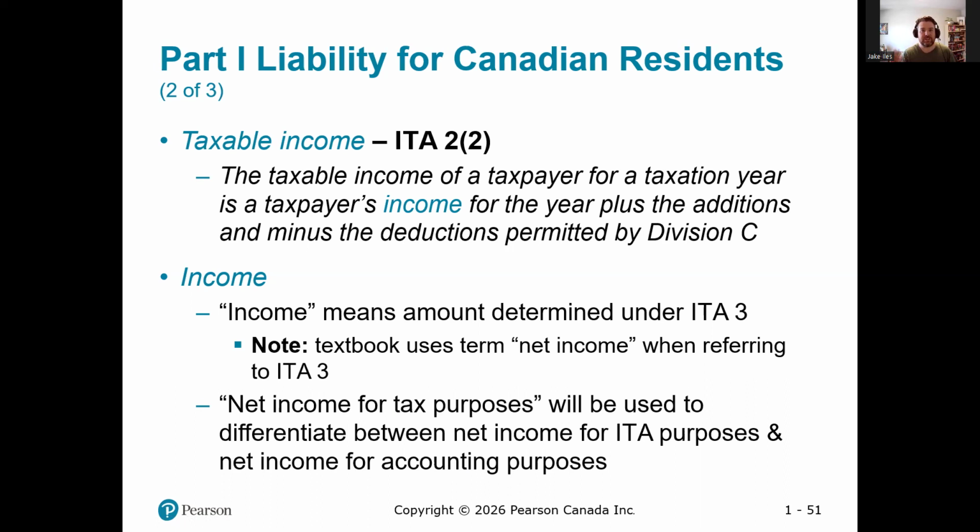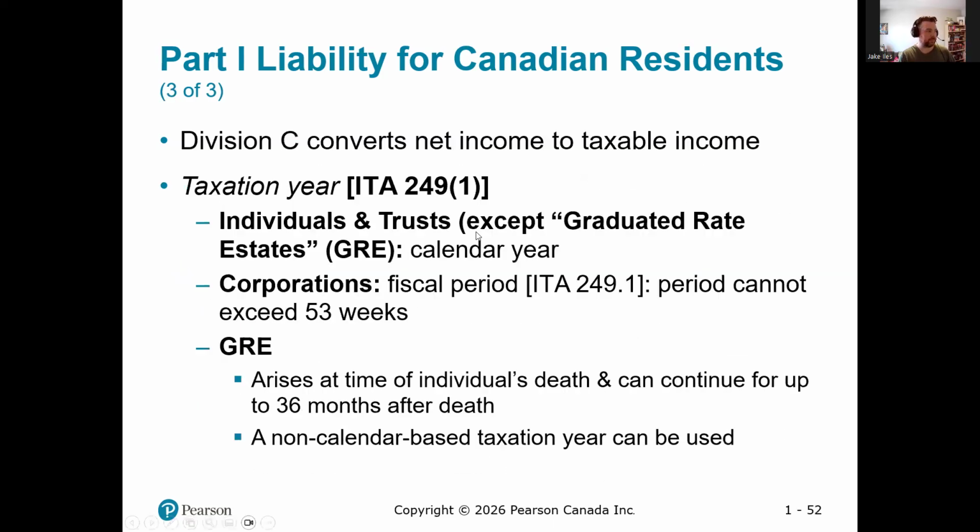But for accountants dealing with corporations, the corporation you work for, or if you're doing year ends for corporations as a public firm, we are constantly defining here's your accounting income, here's your tax income. They follow different rules. Division C converts net income to taxable income.